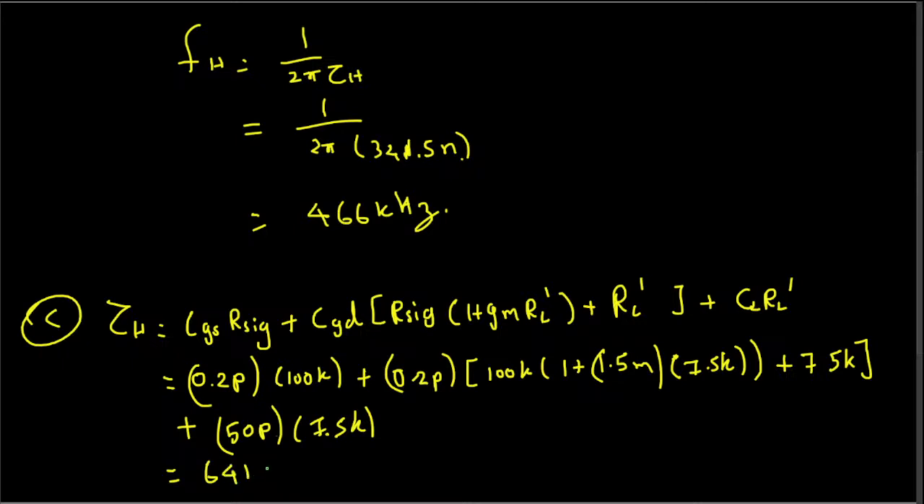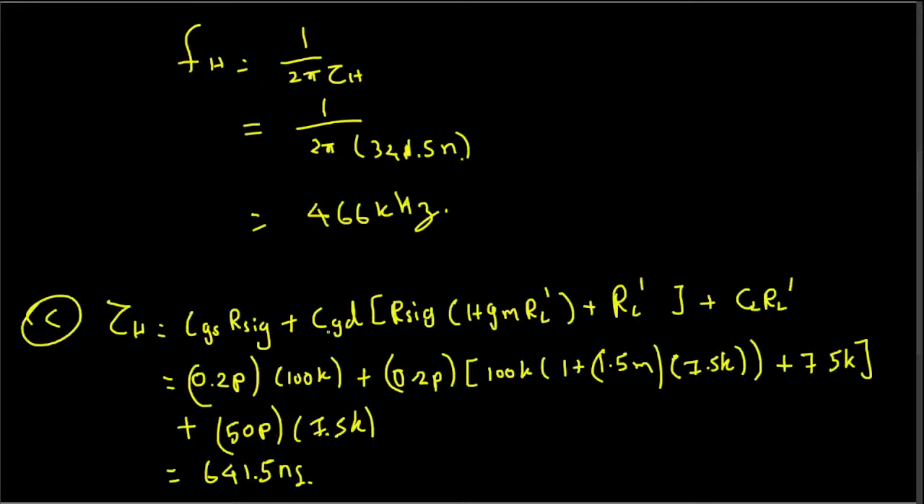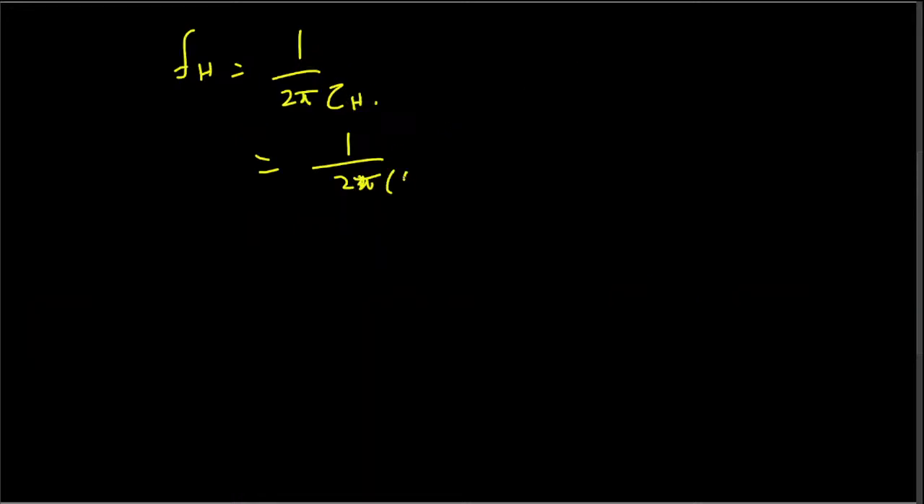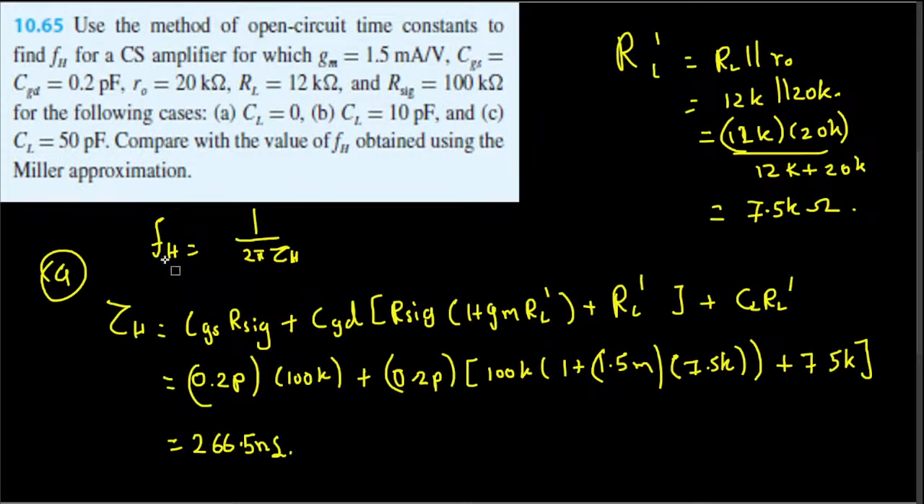641.5 nanosecond. And again, FH value is nothing but 1/(2π τH). In this case, 1/(2π), the τH value we calculated is 641.5 nanosecond, 641.5 nano. And if you calculate the frequency, you're going to end up getting 248 kilohertz. Okay, so these are the values we obtained when we use the open circuit time constant method.